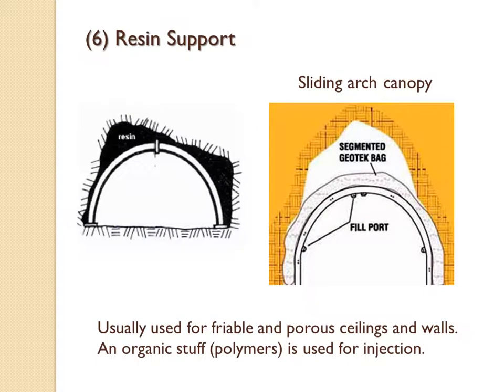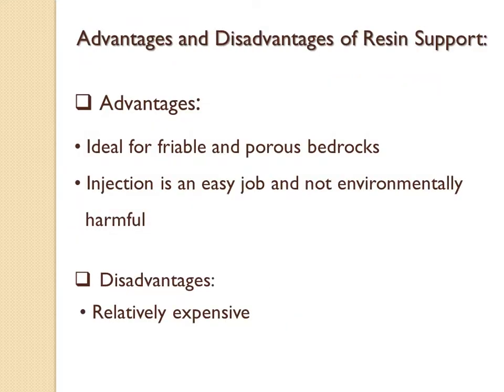The sixth type of support is resin support. In resin supports, a sliding arch canopy is used like this. Usually, resin supports are used for friable and porous ceilings and walls, and organic polymers are used for injection. There are some advantages and disadvantages of resin support. Advantages are: ideal for friable and porous bedrocks, injection is an easy job, and not environmentally harmful. Disadvantages are: relatively expensive.